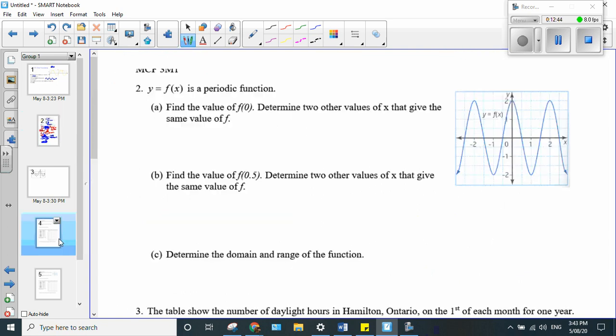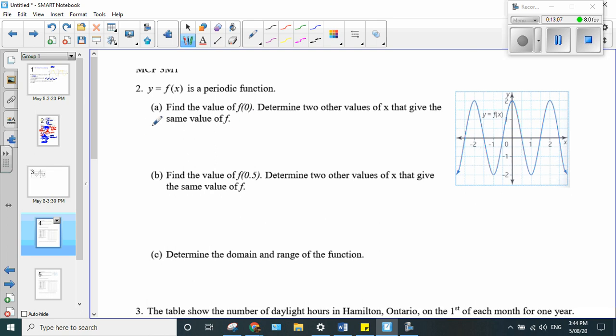All right, on the back page, this is going to be a little bit of a review. Nothing here is going to be completely new. So this one here, it says that this is a periodic function. We can see it repeating. We don't know the details of the equation or the function exactly, but from the graph, we want to find the value of f at 0.